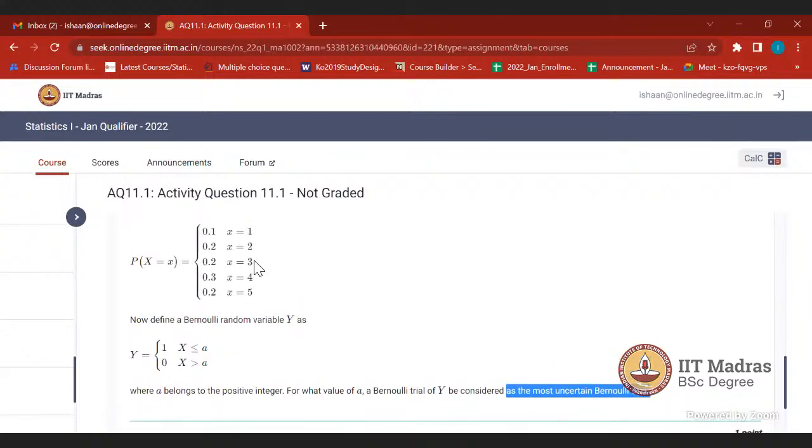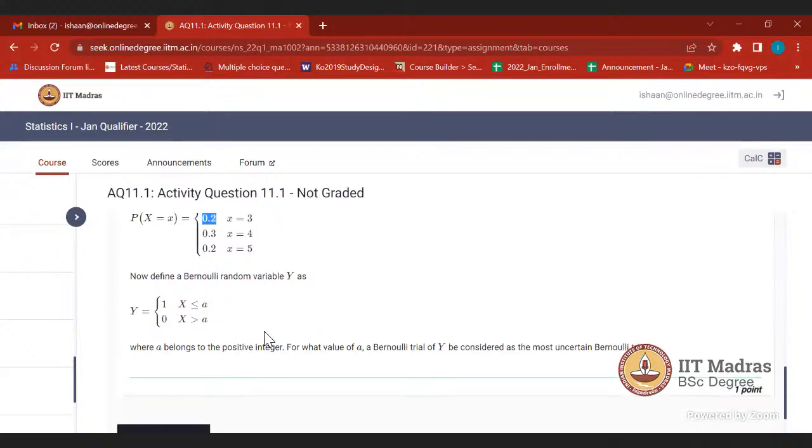So if I take A equals 3, the probability that x less than or equal to 3 is 0.5. Okay, sir. First three events put together. Yeah. So for 3, I will have P as 0.5. So for that value of A, it will be the most uncertain Bernoulli trial. Excuse me, could you please explain it again? I did not understand.